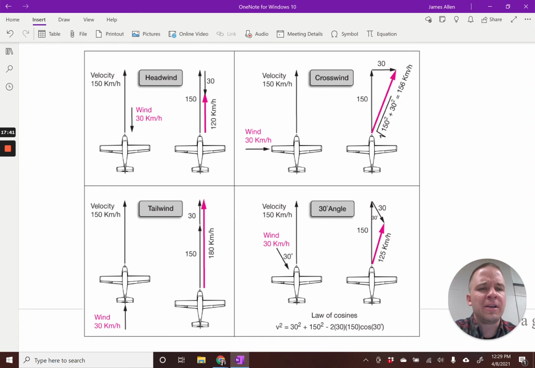All right, so here's a nice little infographic. I'm pretty sure Miss Price found this, and I got to give her credit on it because I'm a big fan of it, okay? Big fan of this graphic.